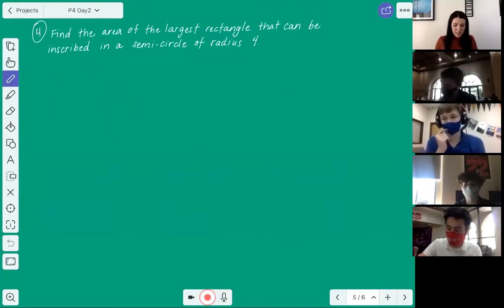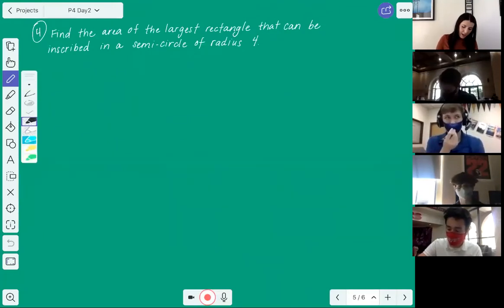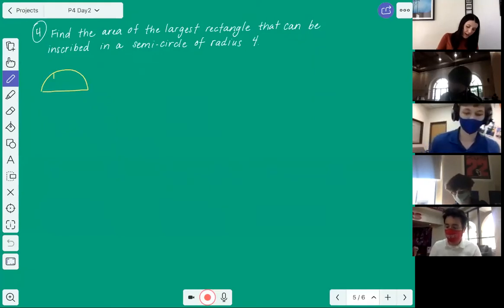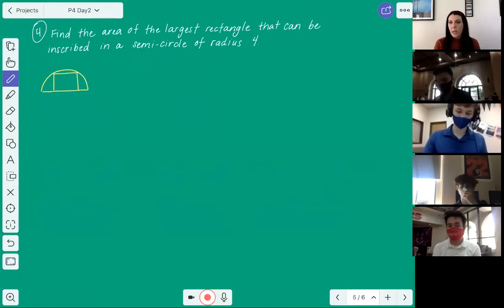I draw a picture. The situation is that I have a semicircle, so half of a circle is a semicircle. And inside of that semicircle, I have a rectangle. It's inscribed inside. So it's important that you read that correctly, that you know which goes inside which. The rectangle goes inside of the semicircle. Okay, so here's where the problem gets hard, right?